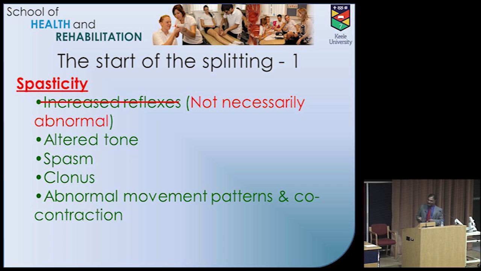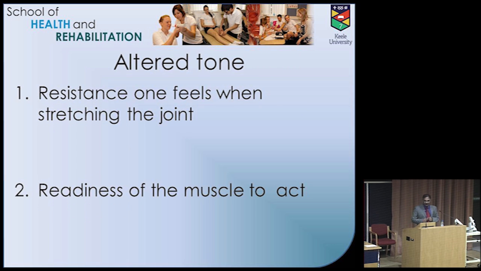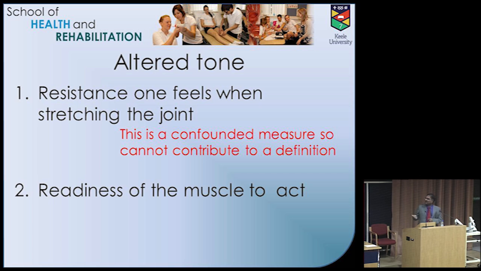independent components. Increased reflexes, I think I've presented the case, is not necessarily abnormal. So we had to resolve this, and for the time being, I've had to park that because I don't think we can give a definition of when is spasticity associated with increased reflexes. The next thing to consider was altered tone. Could this be considered a part of spasticity? If I go back to stiffness, it's a confounded measure, so my answer is no, it can't be.